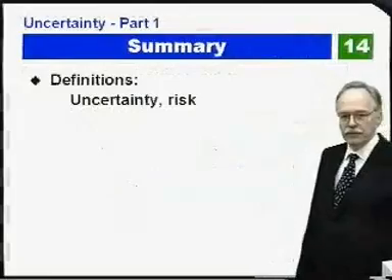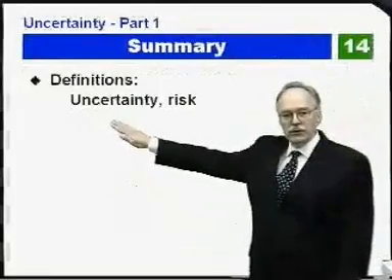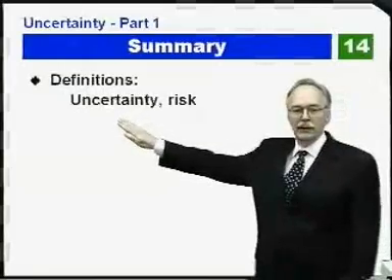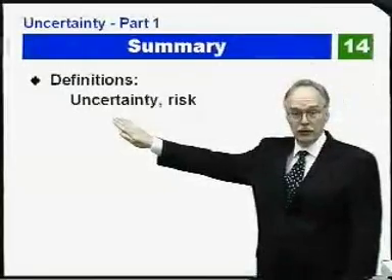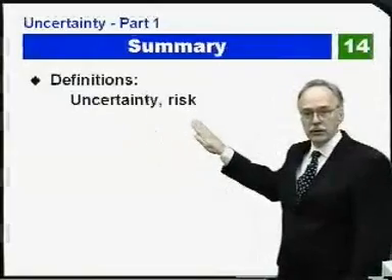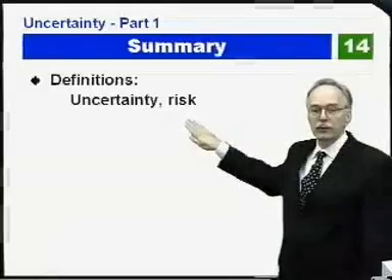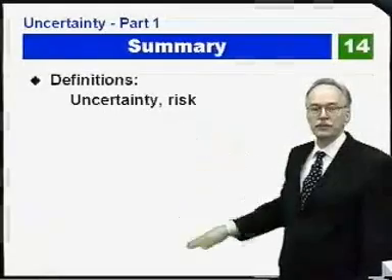So let's summarize this lecture. We had some definitions. We talked about the difference between uncertainty and risk. Uncertainty is where you have a lack of knowledge. You're not willing to assign numerical values to the probabilities. Risk, you know things are uncertain, but you're willing to assign numerical probabilities to the uncertain outcomes.